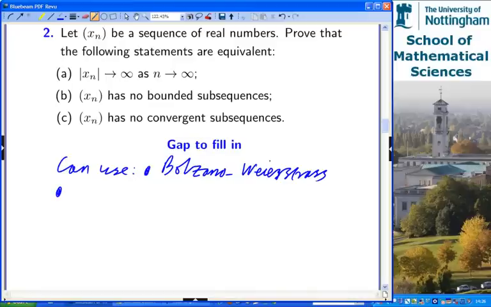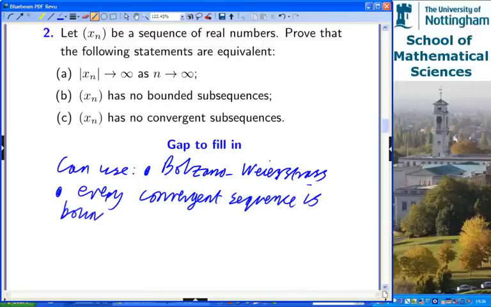You can quote that every convergent sequence is bounded, but not conversely. That's a one-way implication, which helps you somewhat with B and C, but bearing in mind that bounded sequences don't have to be convergent, you have to do a bit more work to get the other direction. And what else could you use? I've got that if you tend to infinity, then every subsequence tends to infinity.